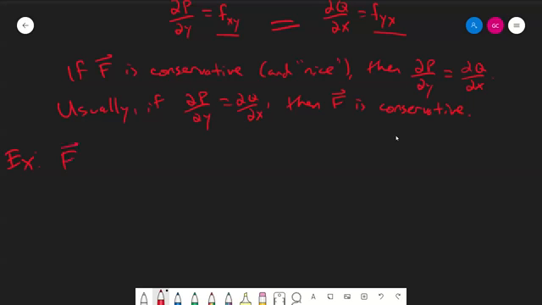So the one that we tested was the vector field negative y, x, where P, remember, is the first component and Q is the second one. So the partial of P with respect to y in this case is negative 1. And the partial of Q with respect to x is positive 1. And since those are not equal to each other, that means that the vector field is not conservative.